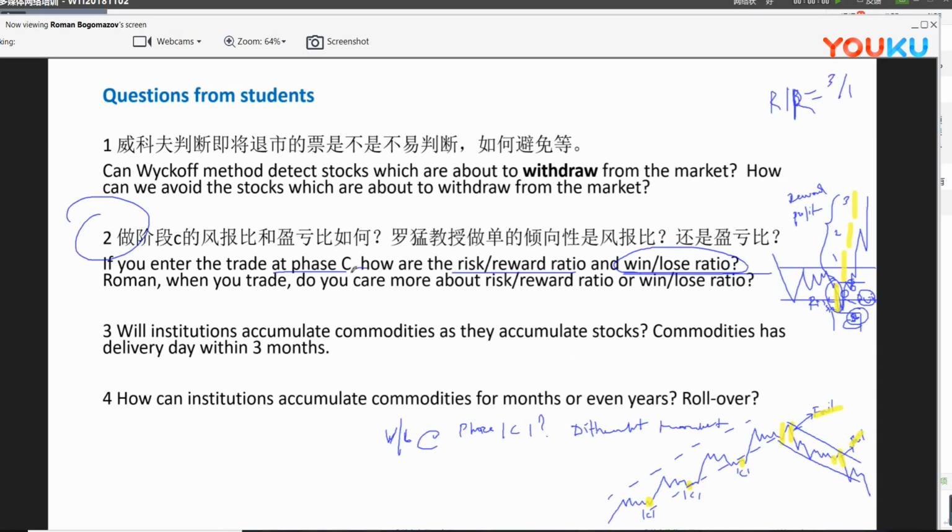And then the second question here is, what do I care about? You know, the risk reward or the win to loss ratio.